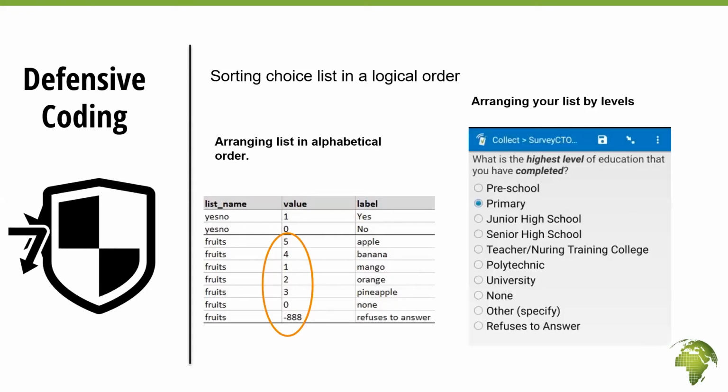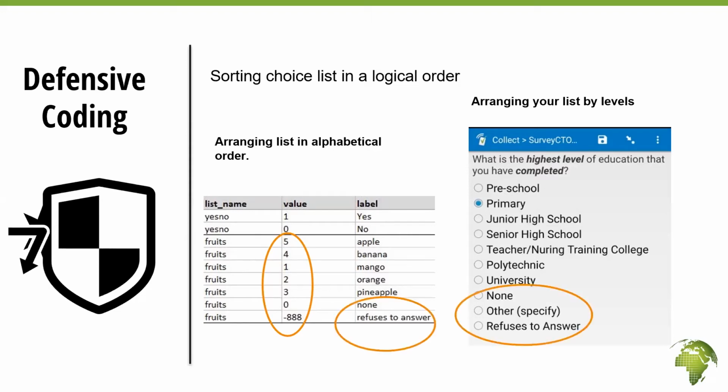You can also arrange your list by levels. So, for instance, on this new picture, you can see that the education level is arranged by level. So, from preschool all the way down to the university, it makes it easy for the enumerator to sift through and find the response that they are looking for.